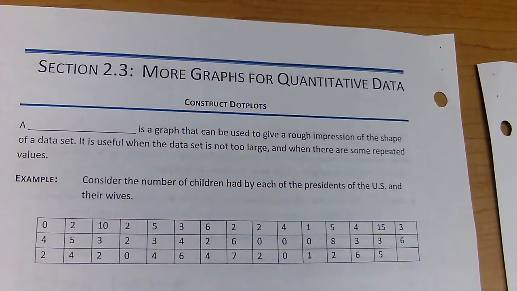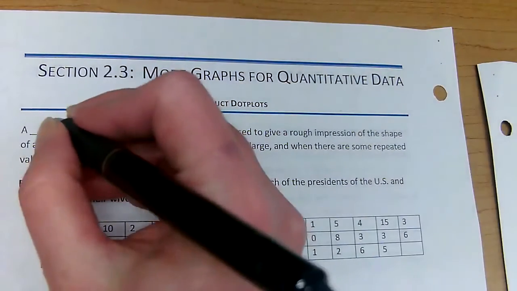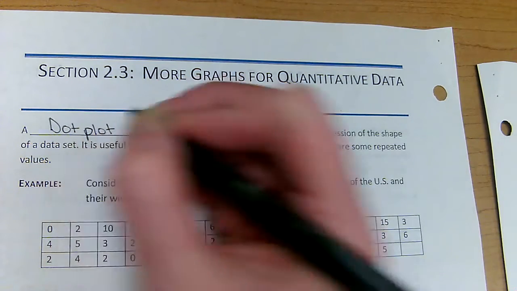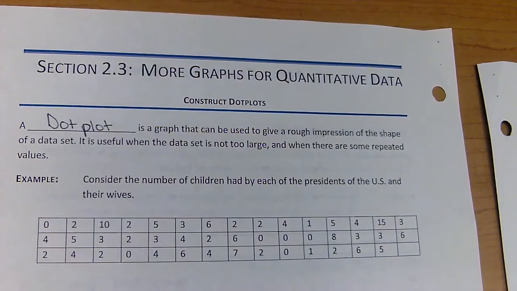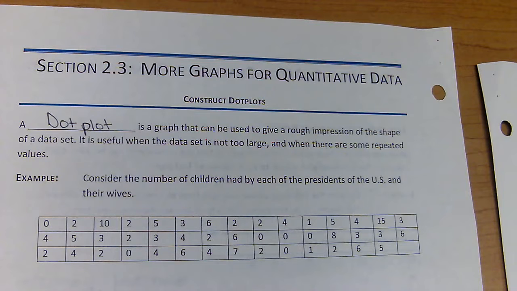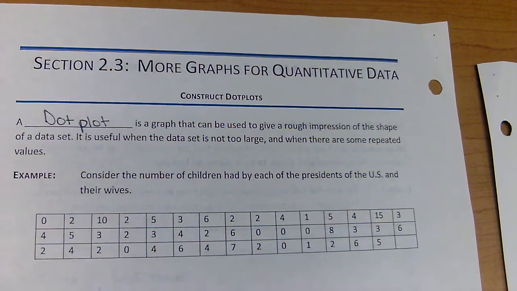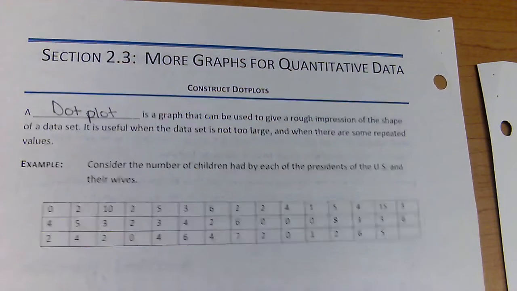Now, the next one we're going to look at is called a dot plot. A dot plot is a graph that can be used to give a rough impression of the shape of the data set. It is useful when the data set is not too large and when there are some repeated values. This would be no good if things weren't repeated, and you'll see why in a second.